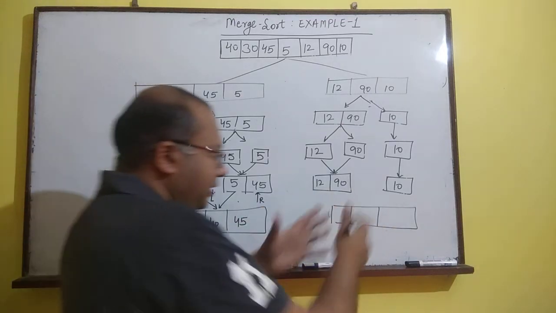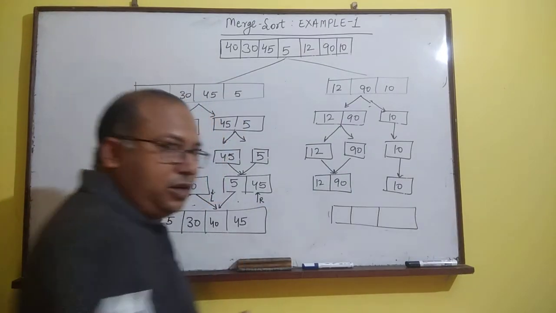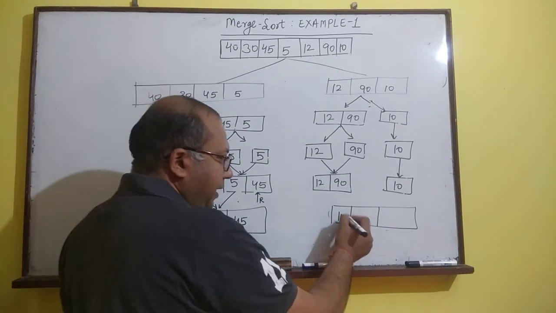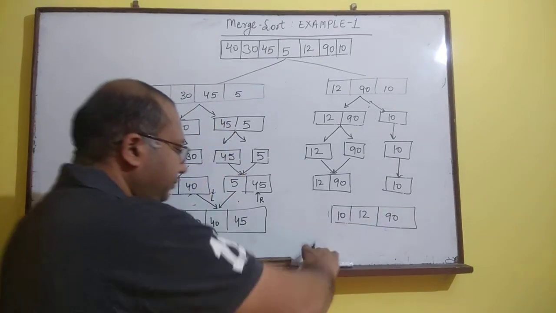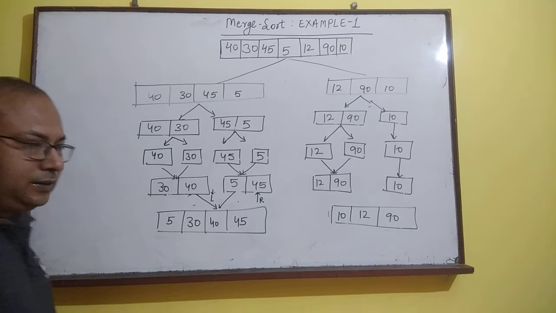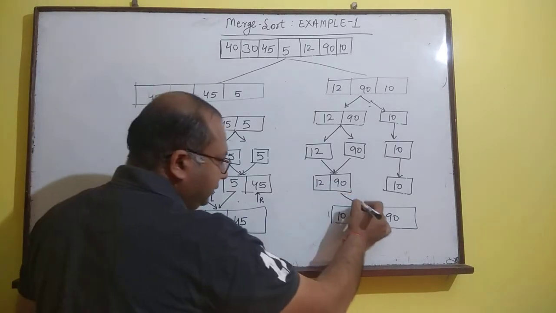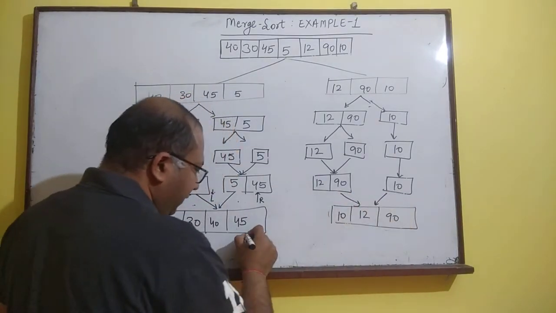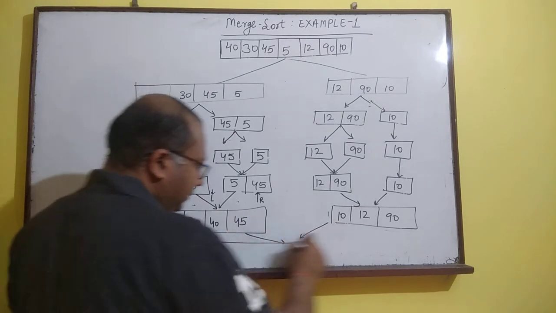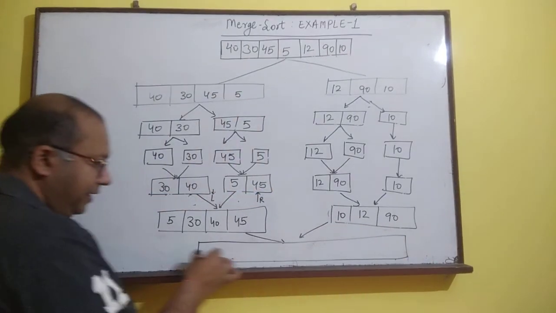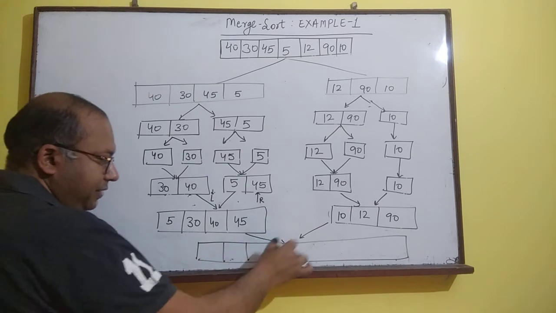In the same way, these two arrays will also be merged. So the 10 will be here, then 12 and then 90. After that, these two arrays will merge to get the resultant array of 7 elements.